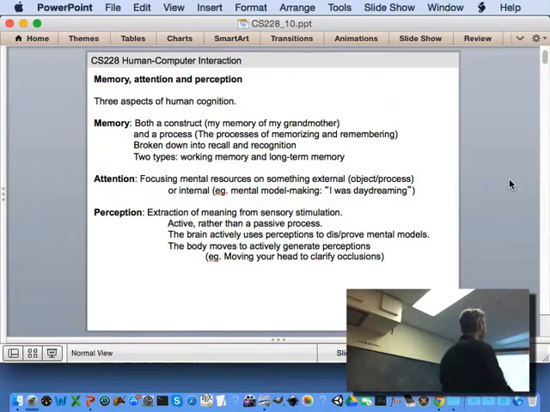Memory is kind of a noun. I have a memory of something, talking about a thing, a noun, and it's a process, right? Memorizing. I'm in the process of trying to create a memory, or remembering, pulling a memory back. We've already talked a little bit about recall and recognition. Remember when I showed you the two cartoons next to each other and you had to find the differences? You found it hard because recall is hard.